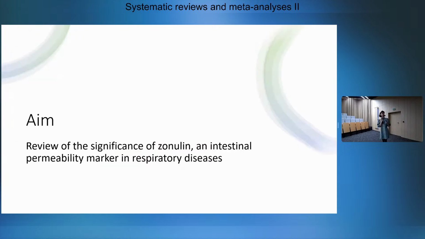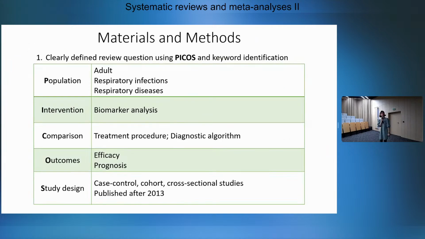But in this case, the aim was to review the significance of zonulin in terms of respiratory diseases, because this has started to be explored around 10 years ago, and I am a big fan of pulmonology, so I decided to go this way. So here is a summary of the materials used by PICO. The population that we determined was adults with respiratory infections and the most common respiratory diseases, because the work is still limited, the research is still pretty new. The intervention was the biomarker analysis, and we compared the treatment procedure and the diagnostic algorithm.